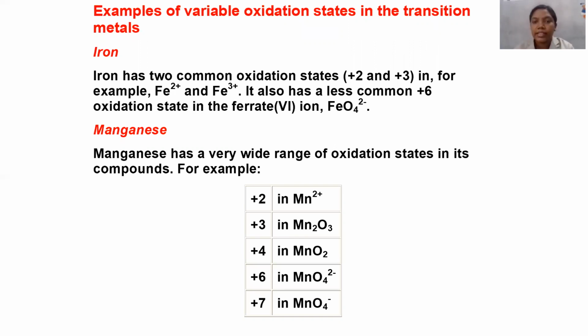Examples of variable oxidation states in the transition metals. First example is iron. Iron has two common oxidation states, they are +2 and +3, for example, Fe2+ and Fe3+. It also has a less common +6 oxidation state in the ferrate(VI) ion, FeO4 2-. Another example is manganese. Manganese has a wide range of oxidation states in its compounds, for example, +2, +3, +4, +6, +7.